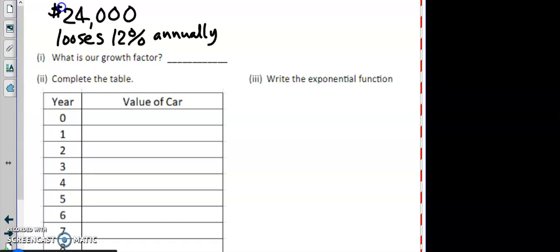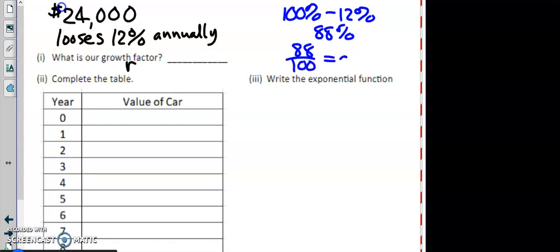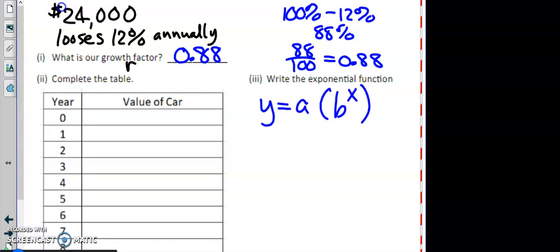This means each year. So the first thing you're asked to find, that growth factor, is also called the R value. Like we did in the previous problems, we start with 100%. We subtract 12% from that because we are losing money. So that's 88%. Divide that number by 100, and you get our growth factor, which is 0.88. Now, one of the things you're being asked to do is write the exponential equation. We'll look at that last.